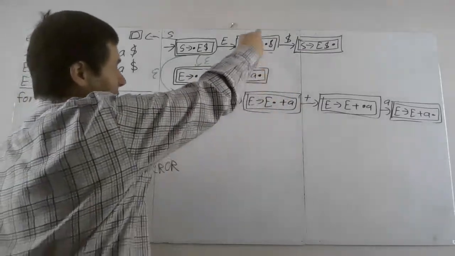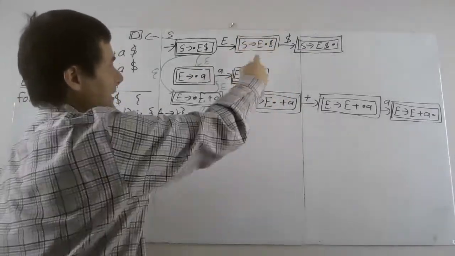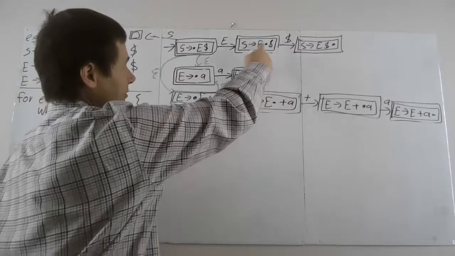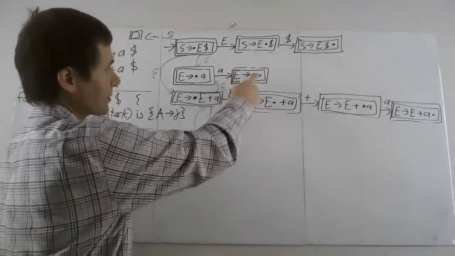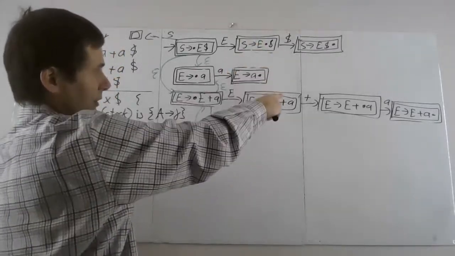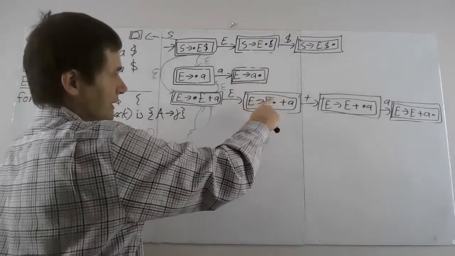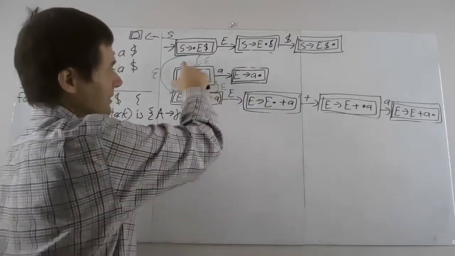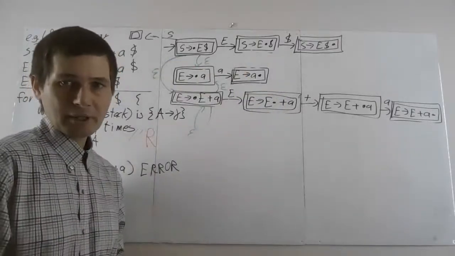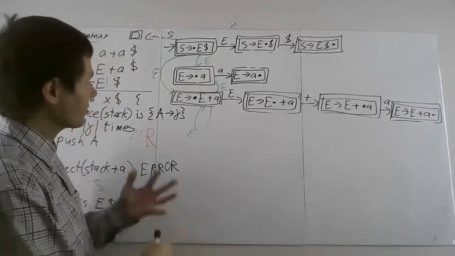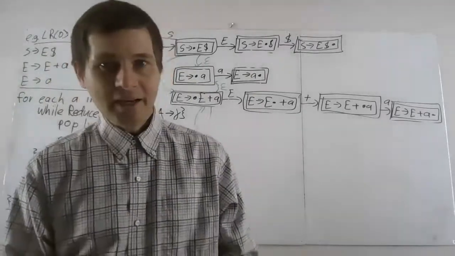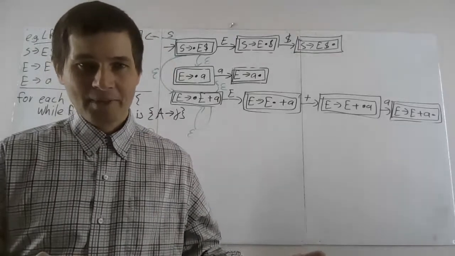If we had these epsilon transitions going back, then we would have to have one from here going back here, and one from the copy of this state going here, where the dot has jumped over the E. And so then this whole thing would have to be copied. Okay, so that's a recap of the last lecture.